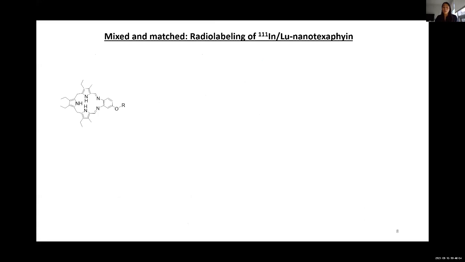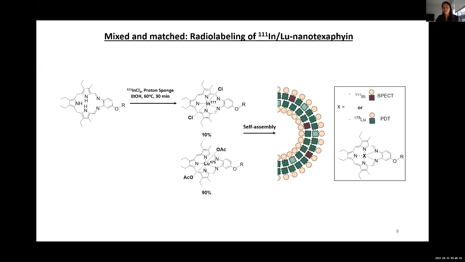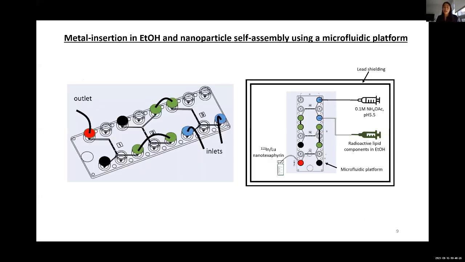Using this mix and match approach, the next thing we investigated is the radiolabeling using indium-111. With the free-base texaphyrin, we can chelate indium-111 chloride using a proton sponge, which is also a basic oxidative reagent, in ethanol. And we aim to mix that with our cold lutetium texaphyrin lipid, and then self-assemble it to our desirable indium-111 lutetium nanotexaphyrin. We did that using a platform which is the microfluidic chips.